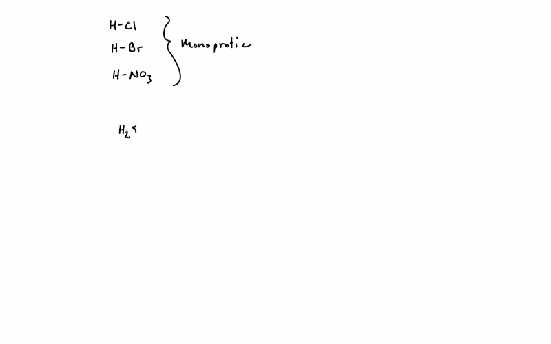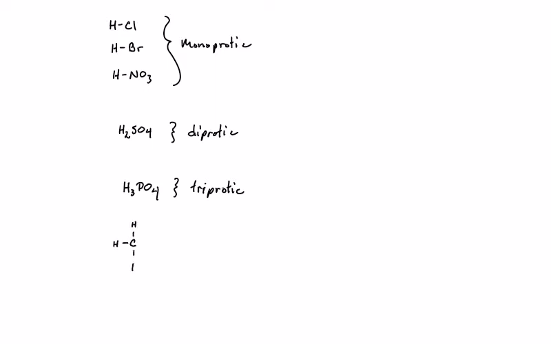We've already seen that with sulfuric acid, so that's diprotic. And we can have things like phosphoric acid, which is triprotic. And there's examples of where we would have 4 acidic protons or 5. There's also going to be some acids that look like they have a whole bunch of protons on them, but not all of them are acidic.